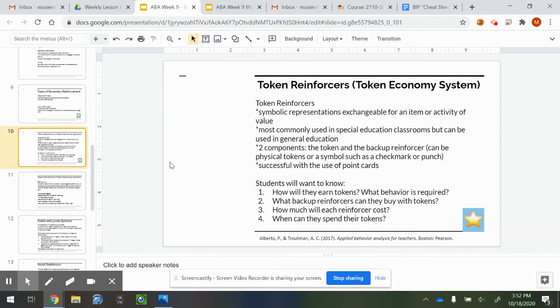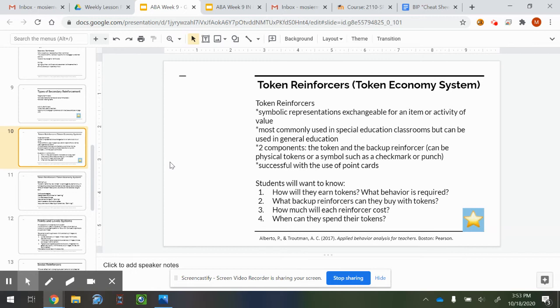So there are two components to a token economy system. One is the token itself, which can actually be a physical token. Maybe it's play money, maybe it's a poker chip, whatever that may be. I've even seen teachers use the little pom pom balls as a token. And then they can also be a symbol. So some teachers use a punch card in which every punch represents a token, or they use a point system or a check mark. Lots of different creative ways to do that. And then the backup reinforcer, which is whatever they will be able to exchange those tokens for. So those are the two main components.